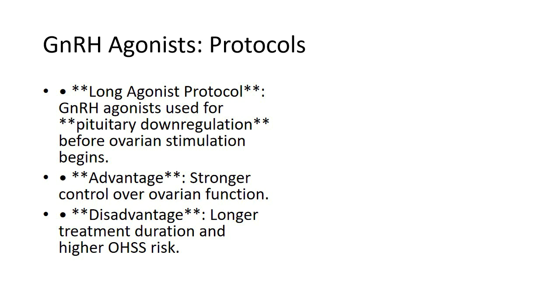Antagonist protocol, modified long protocol. GnRH agonists are given during the early follicular phase for pituitary downregulation, followed by the addition of gonadotropins. This is commonly used in high responders to prevent premature ovulation.